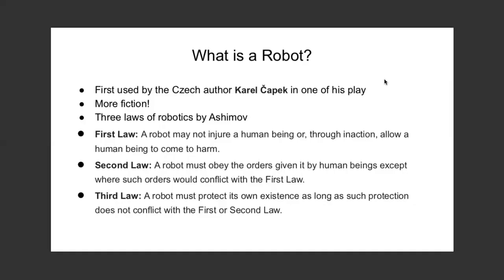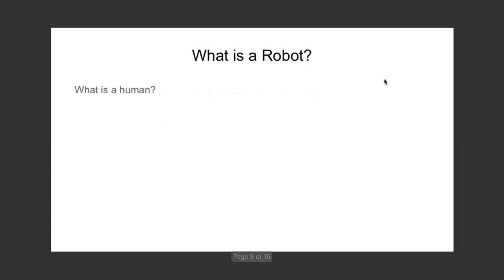Okay. Now let us discuss what is a robot. And the question, of course, comes: what is a human being? We all are human beings, right? What exactly constitutes a human being? If you think abstractly, we have our hands and legs, we have our eyes and nose, and we have the brain.